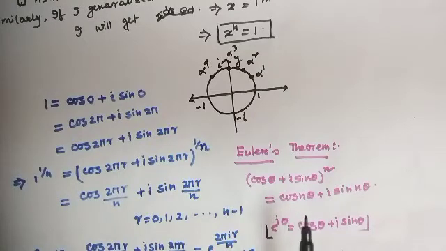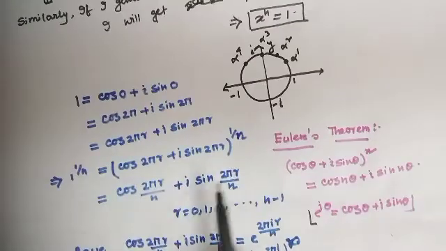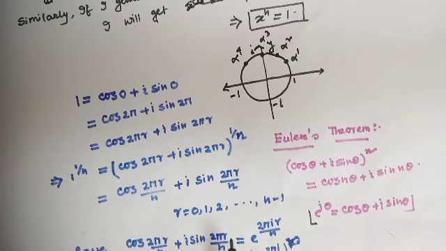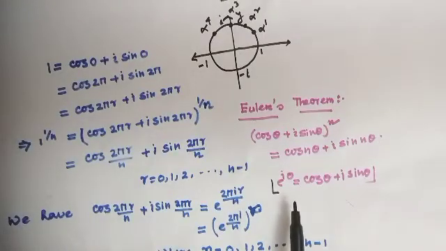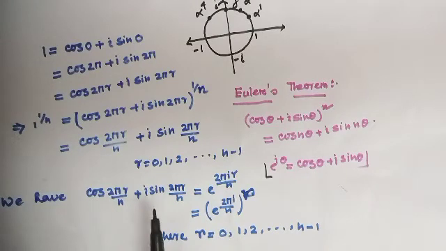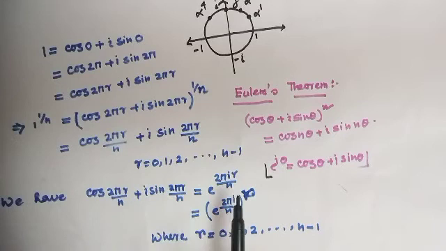And all of us know Euler's theorem: cos theta plus i sin theta, to the power n, equals cos n theta plus i sin n theta. Therefore, by Euler's theorem, we can write it as cos 2 pi r over n plus i sin 2 pi r over n, where r equals 0, 1, 2 up to n minus 1. We also know e to the power i theta equals cos theta plus i sin theta. So cos 2 pi r over n plus i sin 2 pi r over n equals e to the power 2 pi i r over n, which I can write as e to the power 2 pi i over n, to the power r, where r equals 0, 1, 2 up to n minus 1.